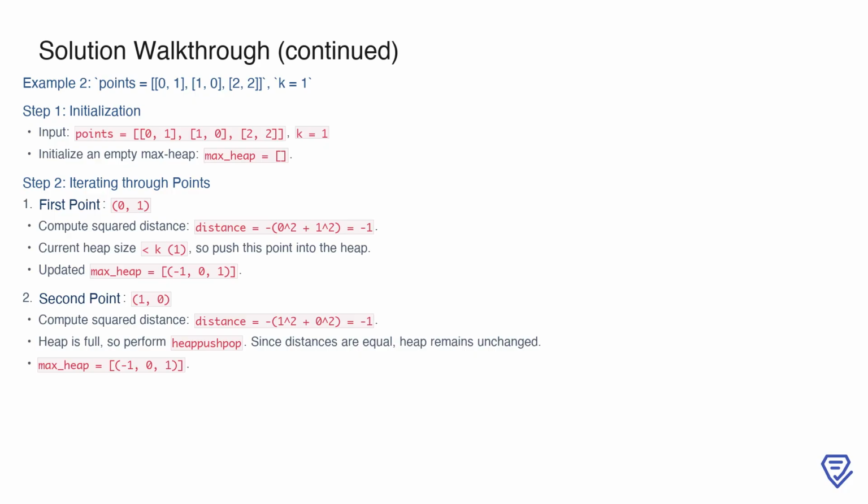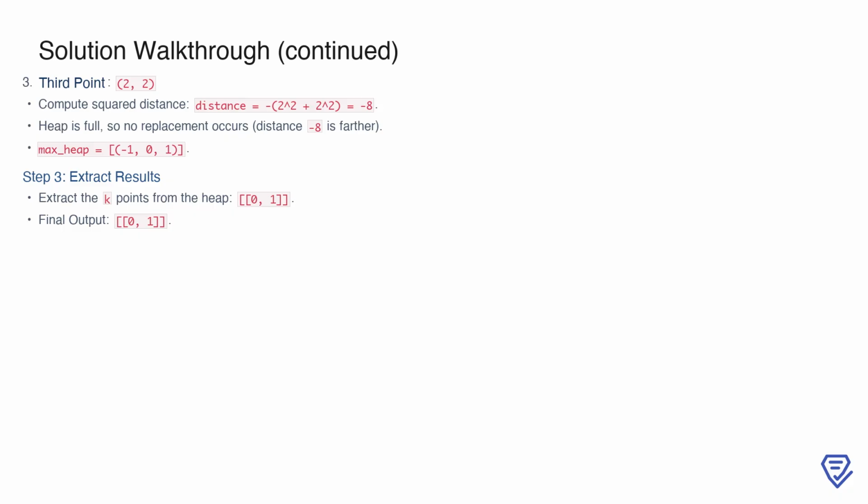For the second point, [1, 0], the squared distance is also -1. Because the heap is at capacity, we perform a heappushpop operation. However, since the distance of [1, 0], which is -1, is equal to the one already present in the heap, the heap remains unchanged. The heap still contains (-1, [0, 1]). For the third point, [2, 2], we calculate its squared distance as -(2² + 2²), which equals -8. Since this distance is farther from the origin than the current points in the heap, no replacement occurs. The heap remains (-1, [0, 1]).